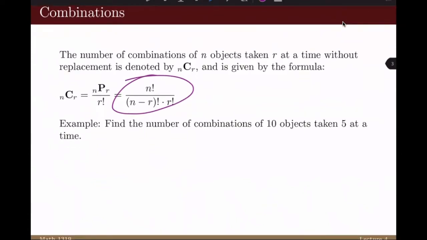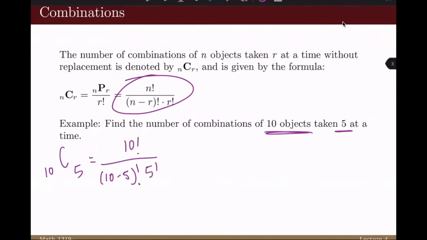And for an example, we're going to find the number of combinations of 10 objects taken 5 at a time. So we need our big C. We are choosing from 10 objects, and we are only taking 5 of them. So that makes our n 10 and our r 5. So that means we're going to have 10 factorial divided by 10 minus 5 factorial times 5 factorial. This is equal to 10 factorial divided by 5 factorial times 5 factorial.